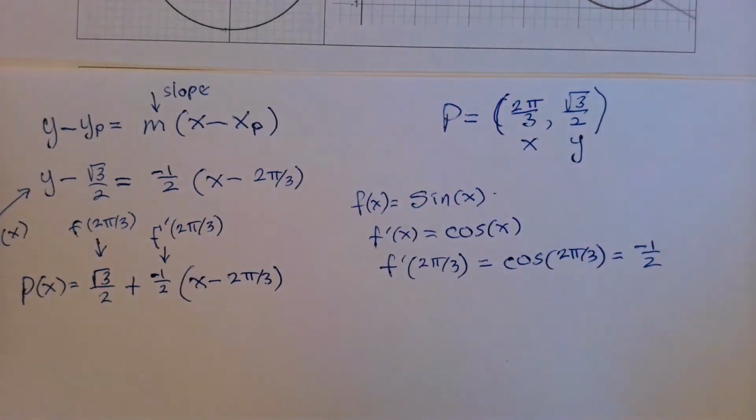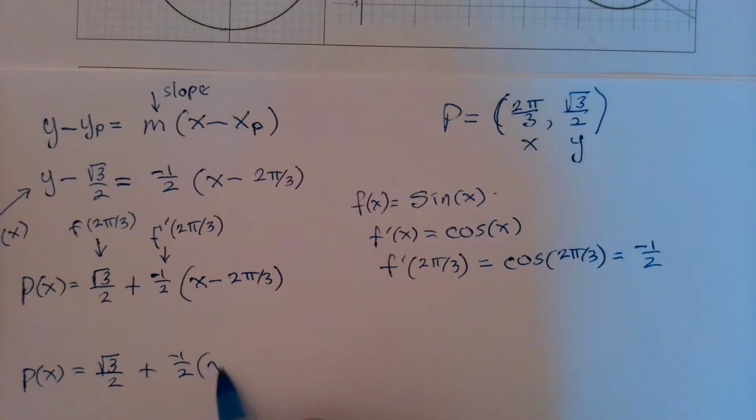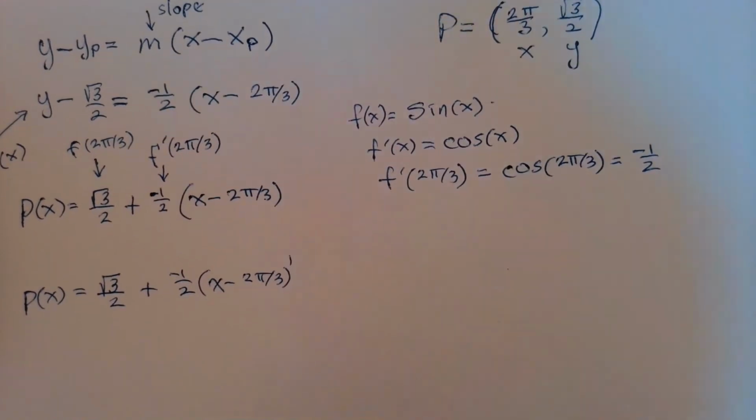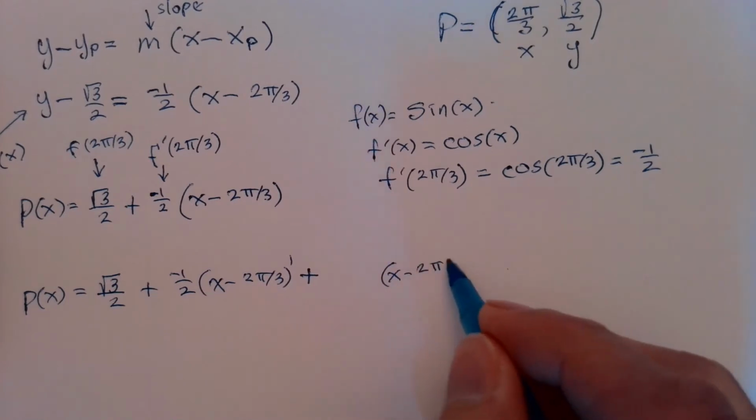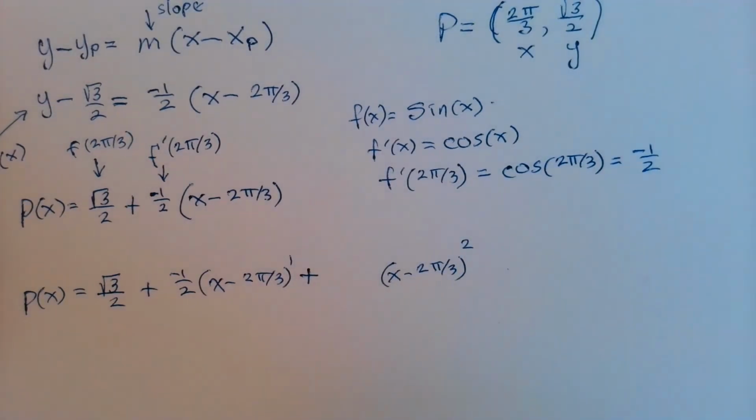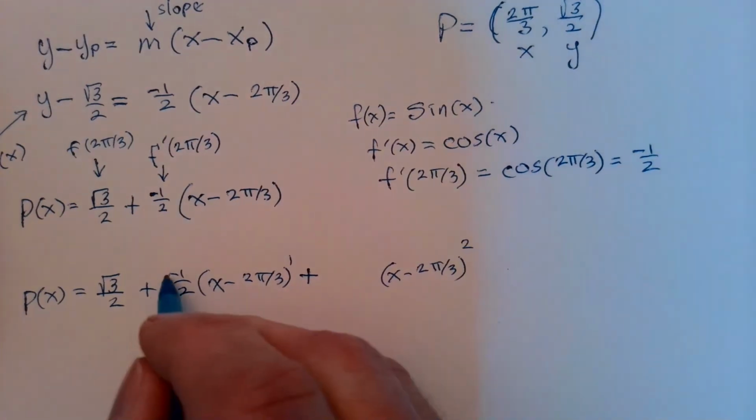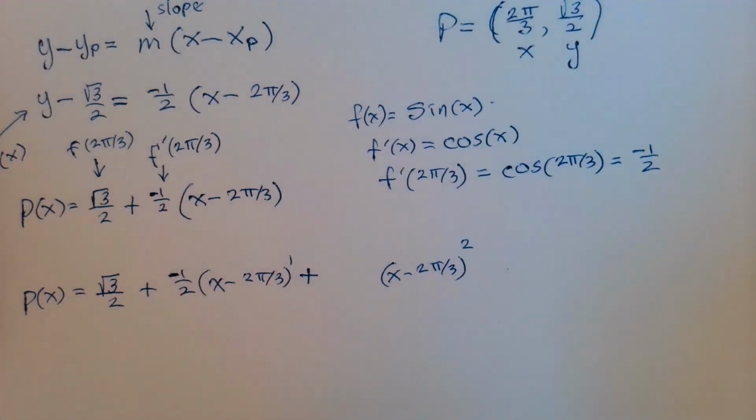So it's not too big of a stretch to think that if we were going to have another term on here that looked like this binomial, but it was quadratic, it would look something like this. You'd have root 3 over 2, you'd have negative 1/2, x minus 2 pi over 3 to the first, if you will. And then you'd have another term here that would look something like this: x minus 2 pi over 3 squared. And I mentioned that we need a negative coefficient here to get that parabola flipped upside down. What might this be?